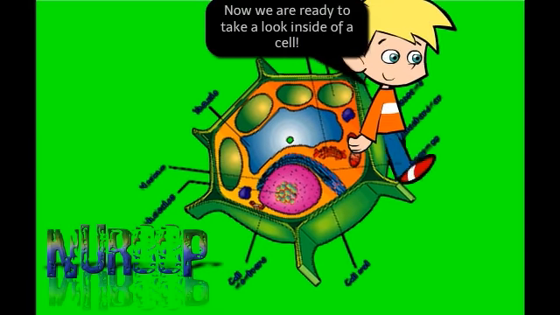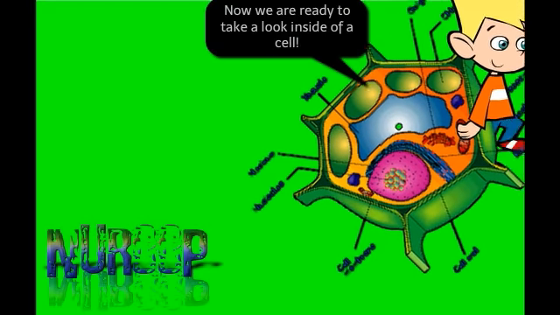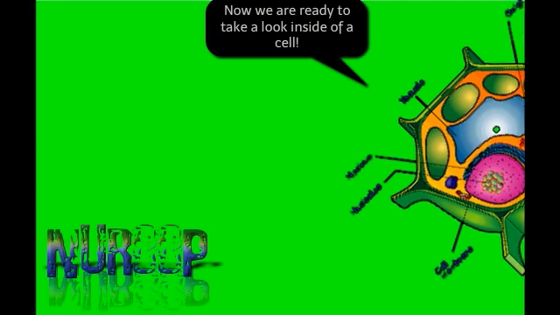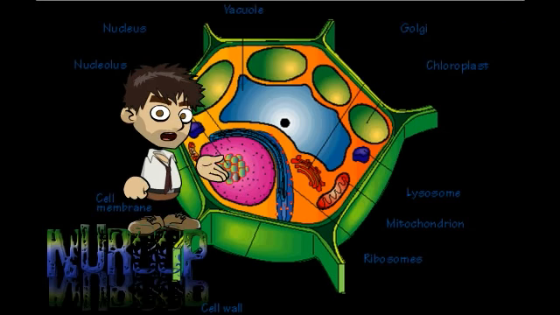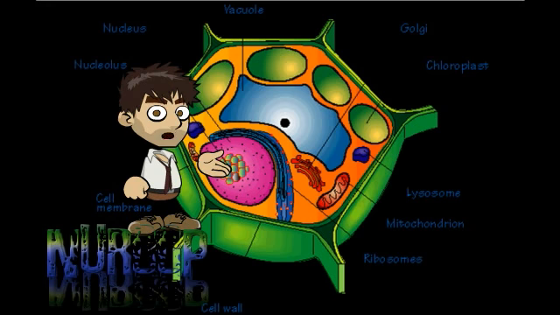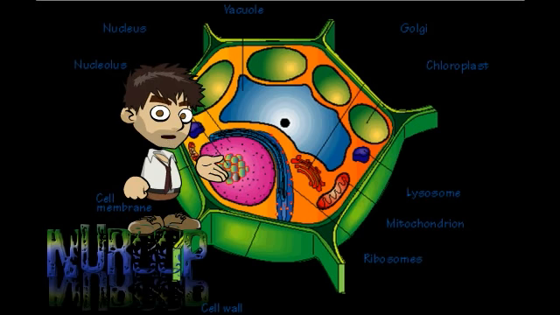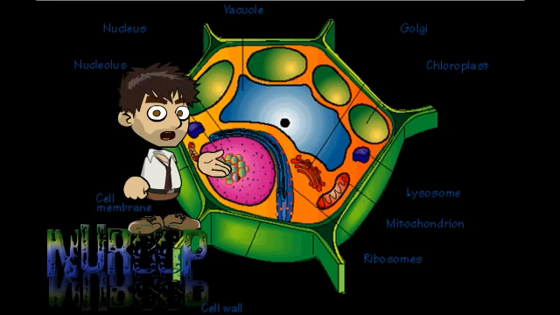Let's take a look inside of a cell, shall we, and get to know the immense amount of information within minutes. The cell's nucleus contains the cell's hereditary information and controls the cell's growth and reproduction. Do you see why the nucleus is the heart of this cell? This pink area. Inside the nucleus is where the nucleolus exists. The nucleolus, in plural nucleoli, is a non-membrane bound structure composed of proteins and nucleic acids.